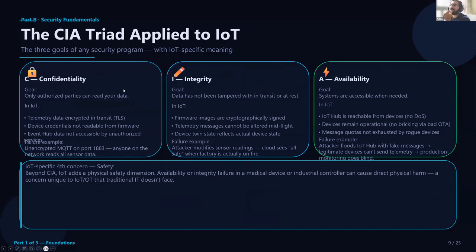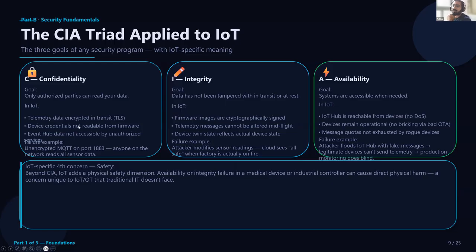So this is about the CIA triad, which can be applied to IoT. If any one of you is not aware of this CIA, then it's pretty simple. Confidentiality: only authorized parties can read your data. Integrity: data has not been tampered with. And availability is about systems being accessible whenever they are needed.